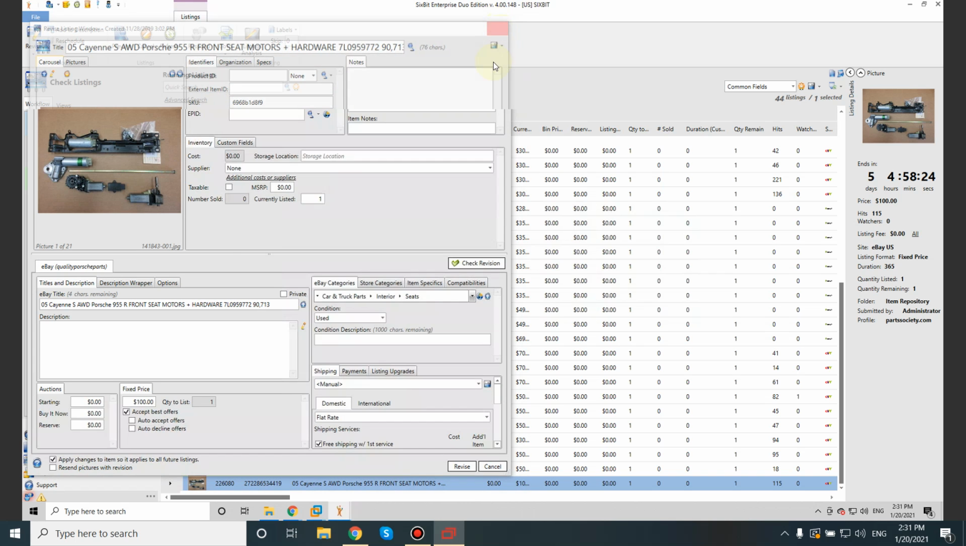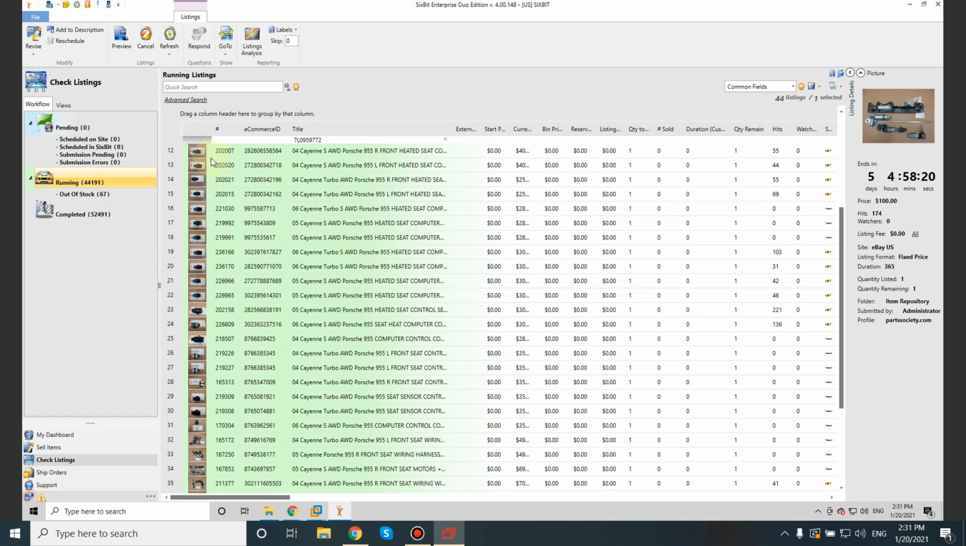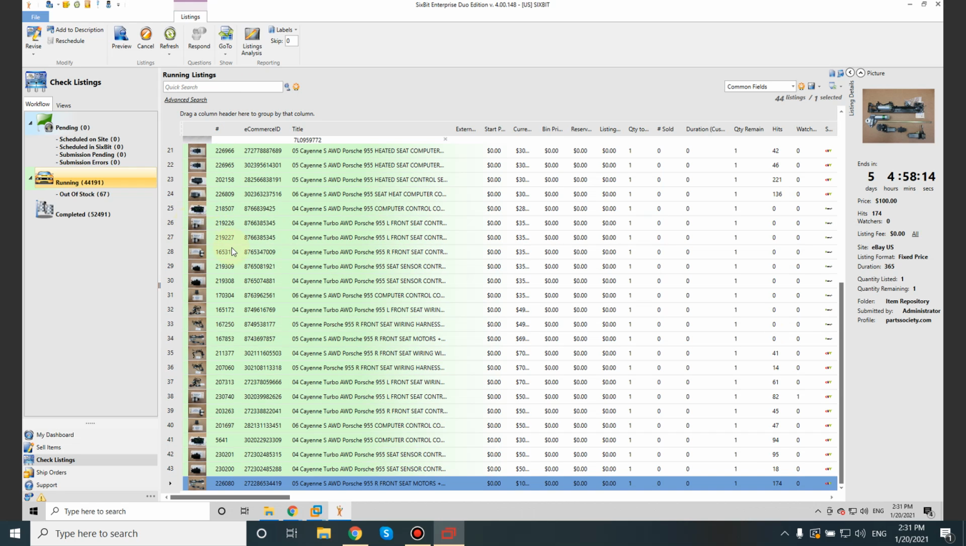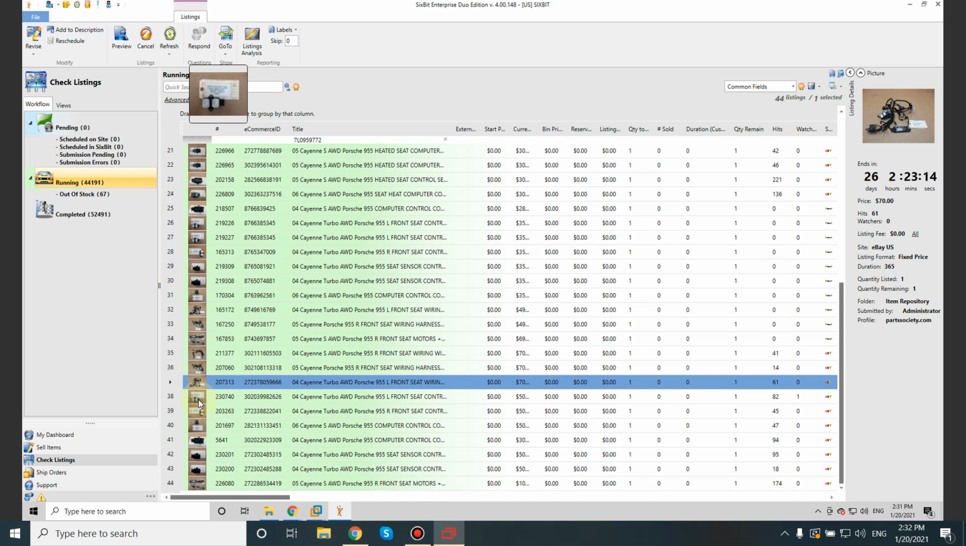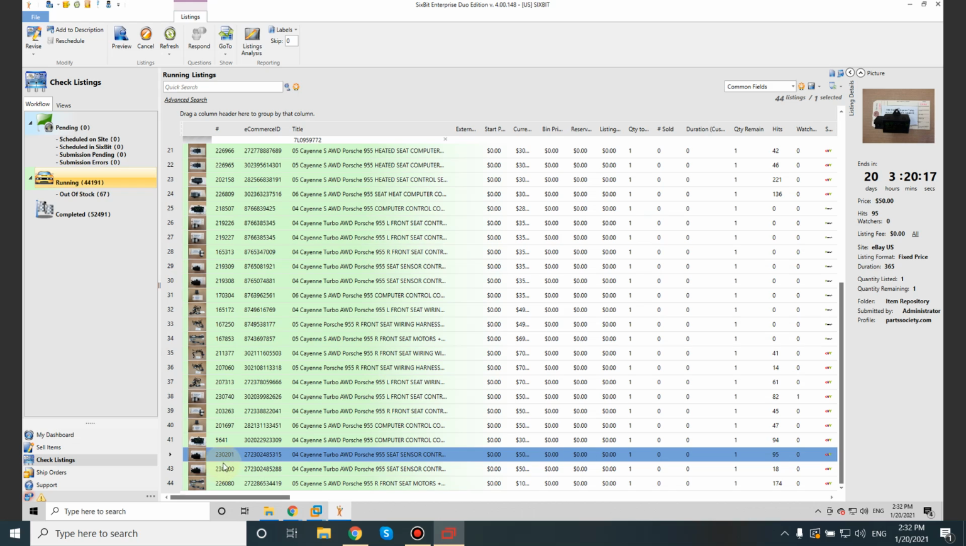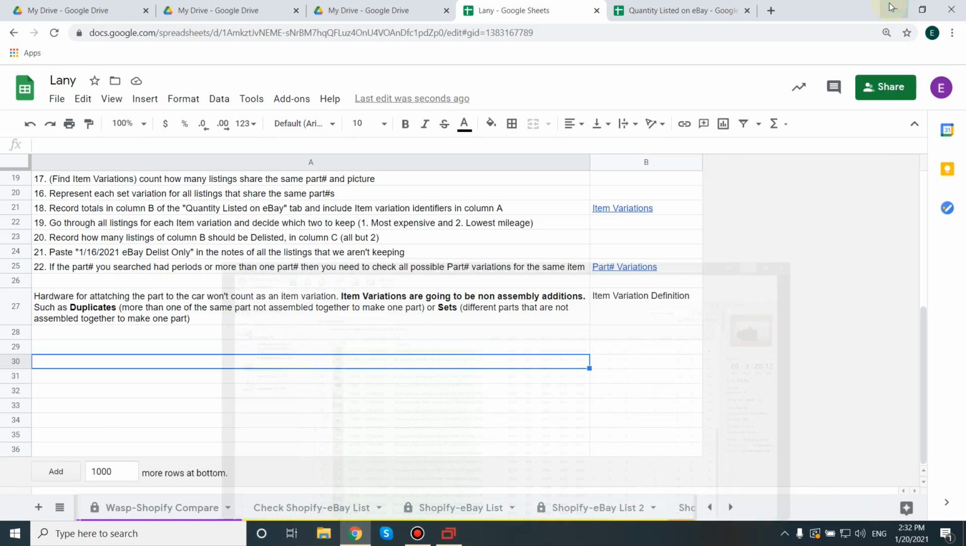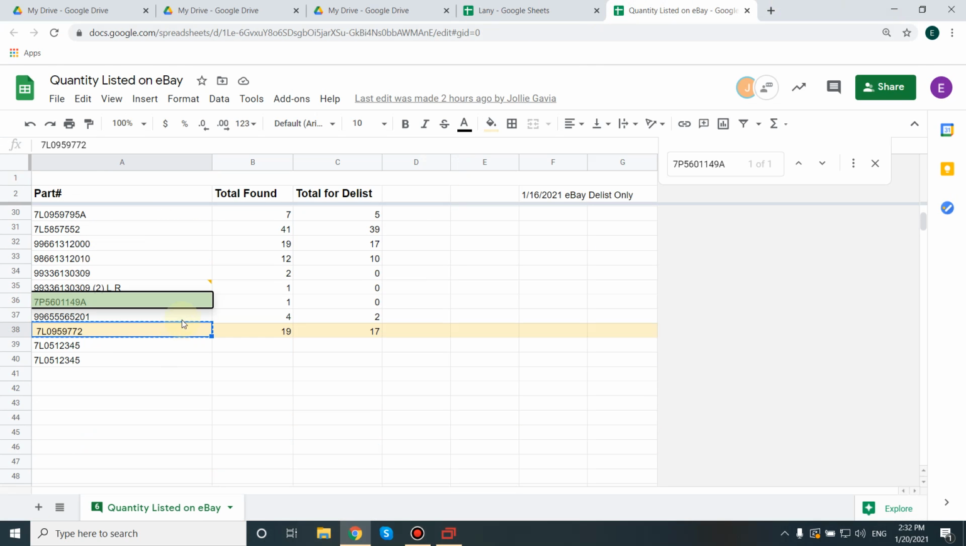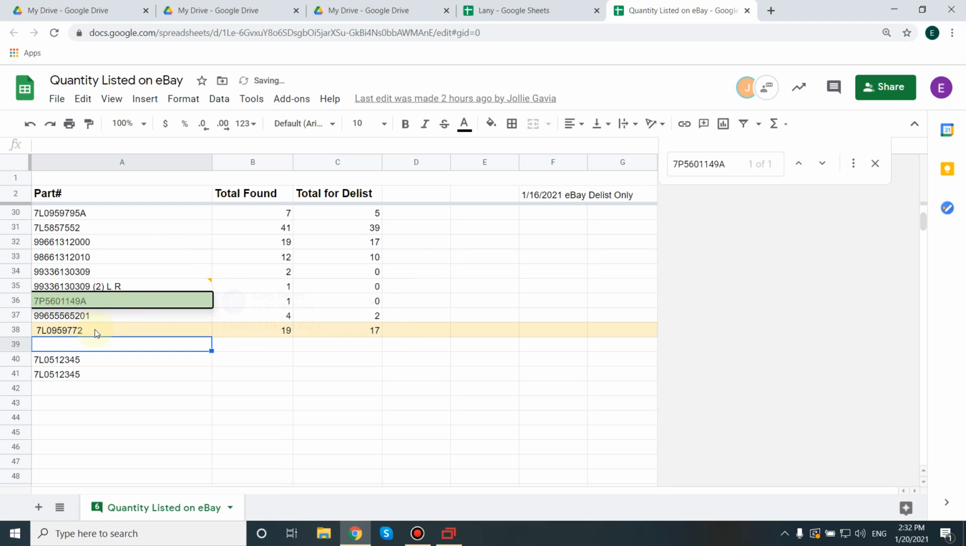So it looks like if we go through here, we have some sets, and then we just have some assemblies, and then we have the actual part. And so that leaves us with only two variations, it looks like. And so if we go to quantity listed, our part number is here. We're going to have two variations. So we're going to have one variation here and then another here.